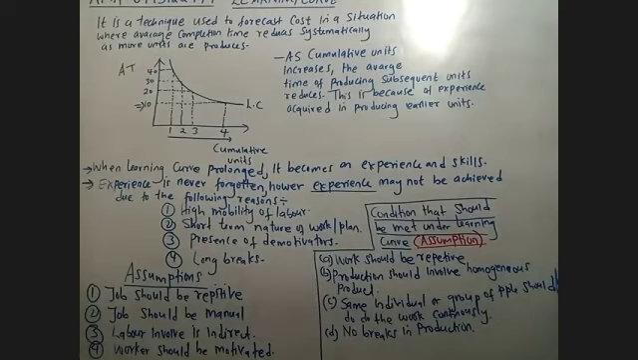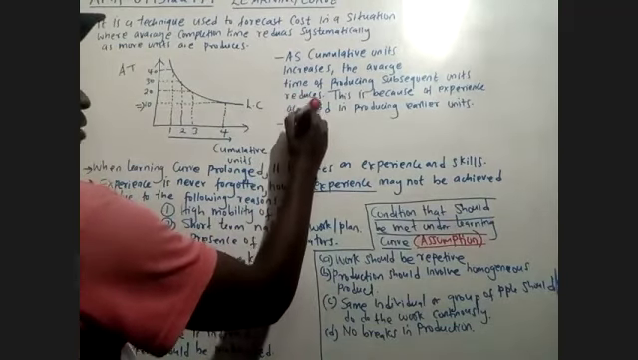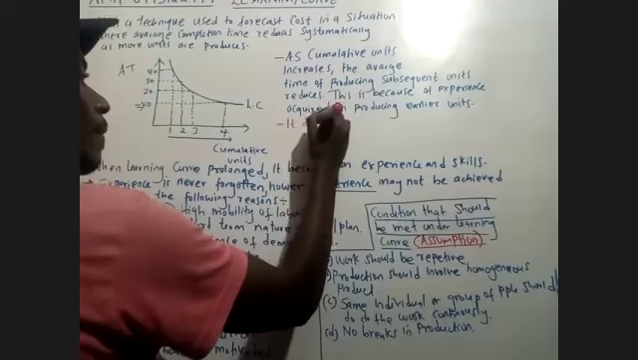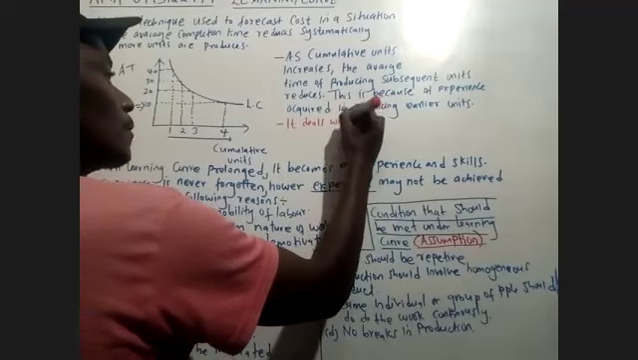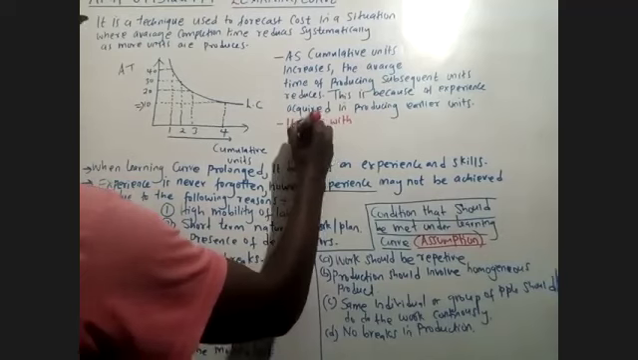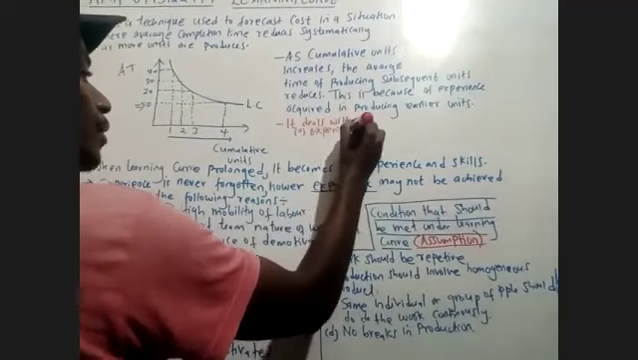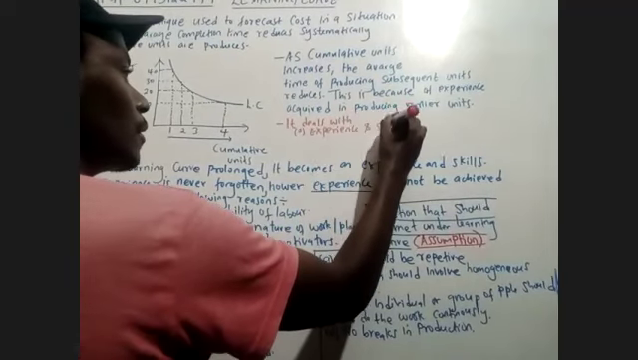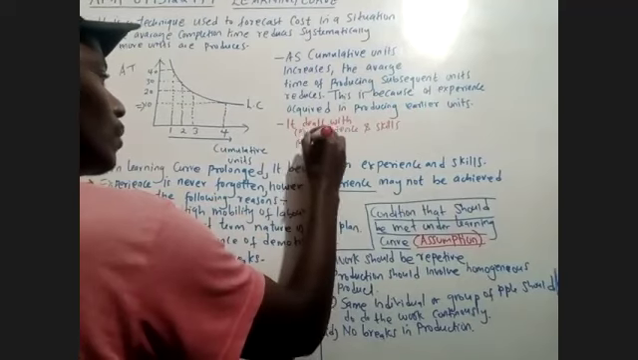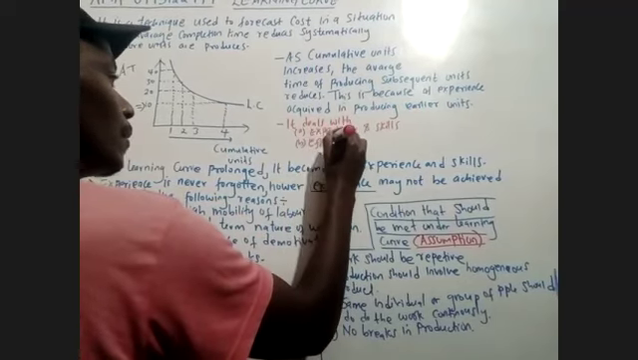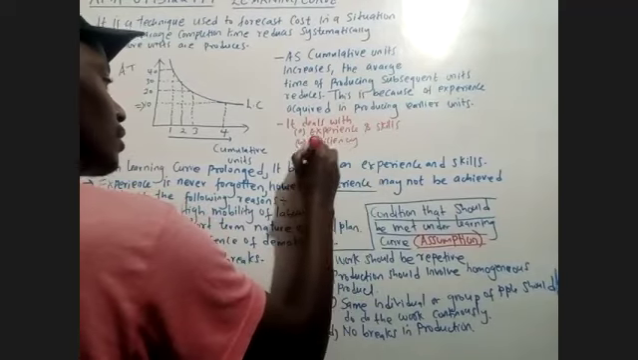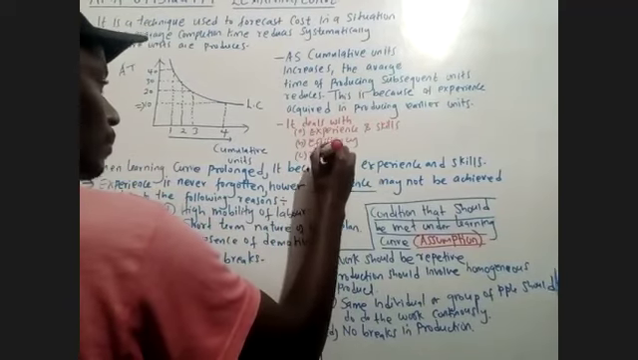So let us see some of the formulas that are applicable in this concept. Before we write them, this concept deals with, number one, experience and skills. Number two, efficiency. Number three, which is the last one, time.